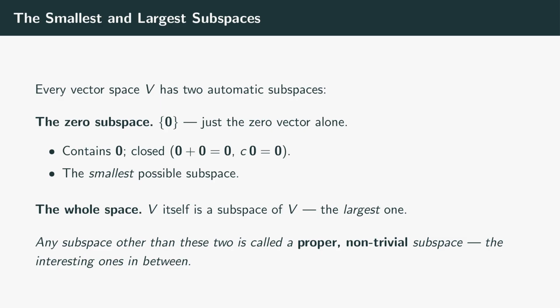The second is the largest possible. The whole space V counts as a subspace of itself, since it is obviously a vector space living inside itself. So every space sits between these 2 bookends: the lone 0 vector at the bottom, the entire space at the top. Anything strictly in between, bigger than just 0 but smaller than the whole space, is called a proper non-trivial subspace. In ordinary 3-dimensional space, those in-between subspaces are exactly the lines and planes that pass through the origin, and those are the interesting ones we will study.